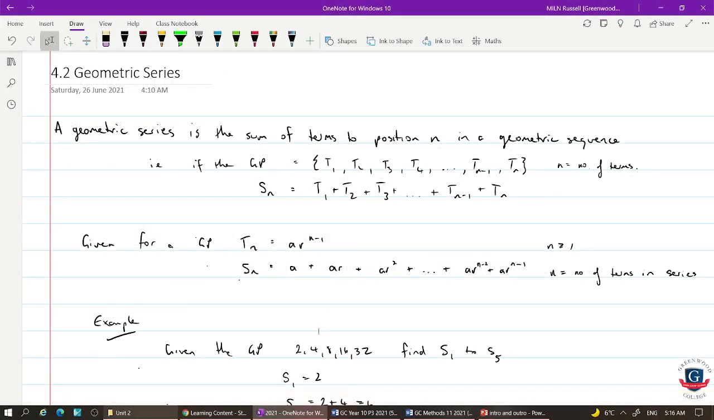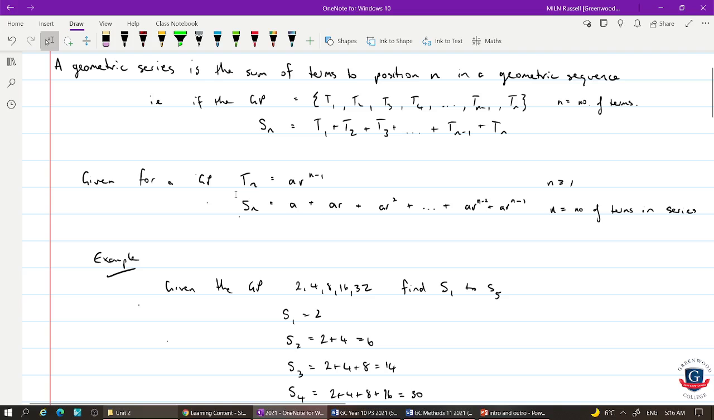Hi everybody. Today we're going to look at geometric series. So a geometric series is a sum of terms to position n in a geometric sequence. So if the GP was t1, t2, t3, t4 up to tn, where n was the number of terms, the sum of those terms would just be adding them up. And that gives us the series.